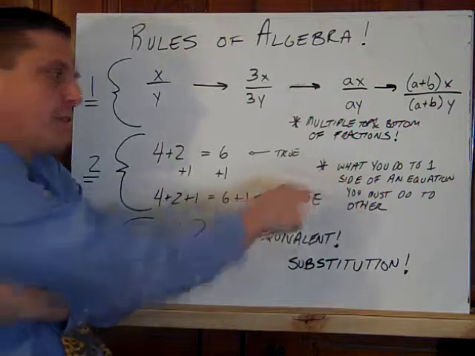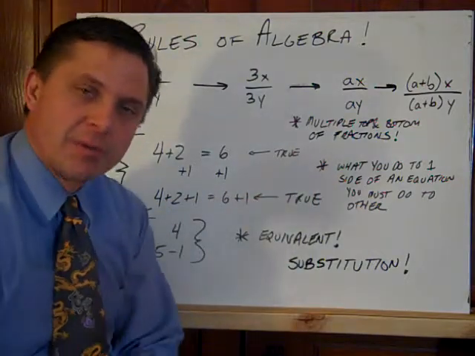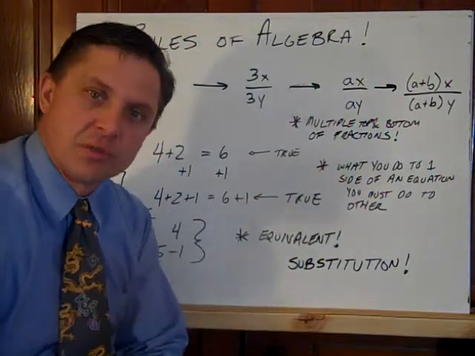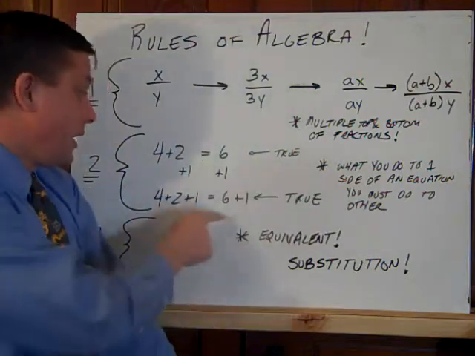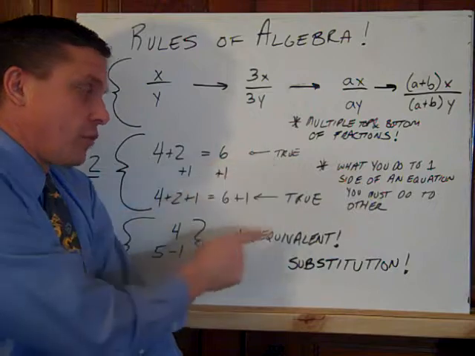Rule 2 is: what I do to one side of an equation, I must do to the other. We've been solving equations, one step, two step, multiple step, doesn't matter. And if I do this, you notice they stay true.